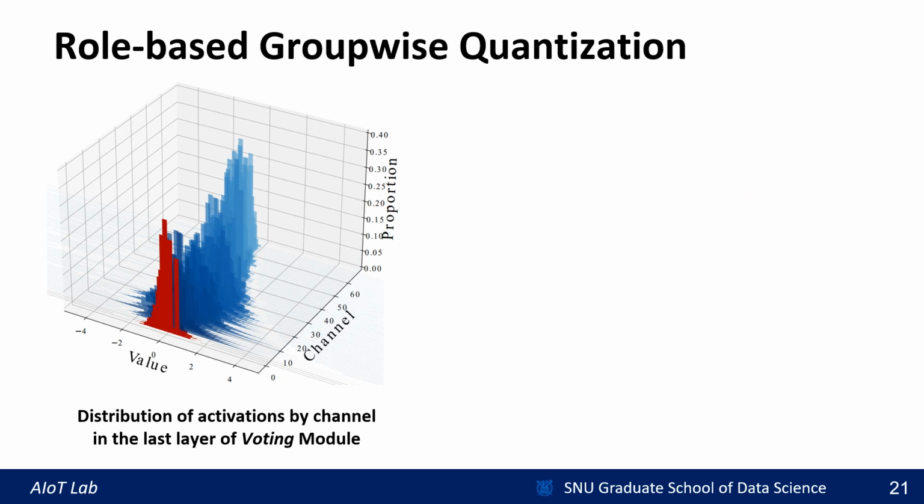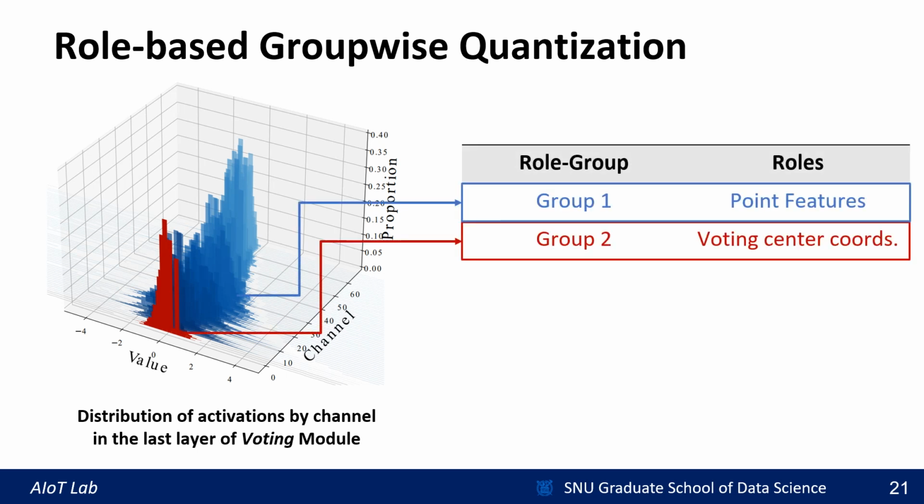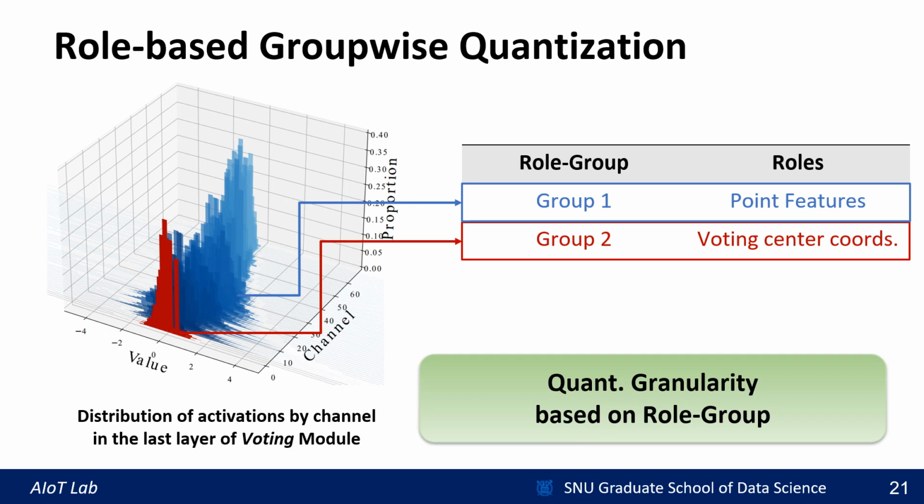This is another example from voting module. Here, the first group corresponds to point features, and the second group corresponds to voting center coordinates. Therefore, the quantization granularity should be based on this role group. We call this role-based group-wise quantization.